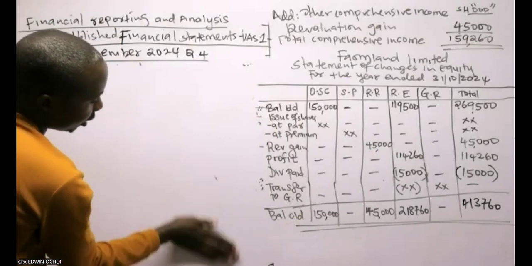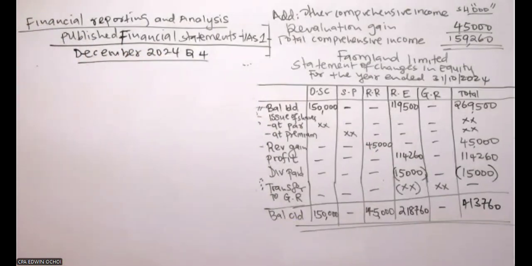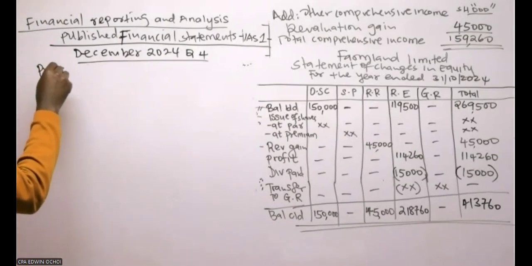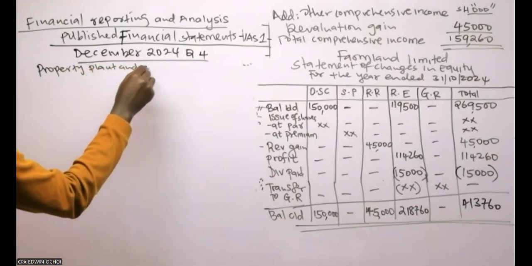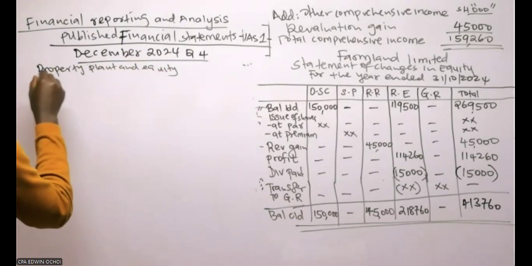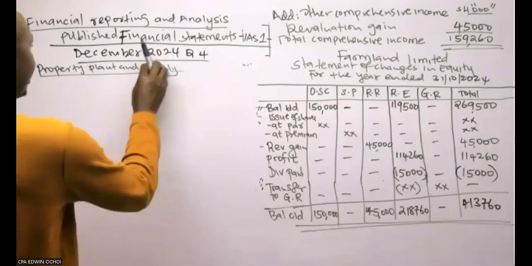Last but not least, we do the statement of financial position. But before we do that, remember we need to do property, plant, and equipment, not equity.